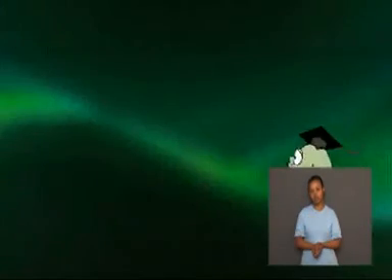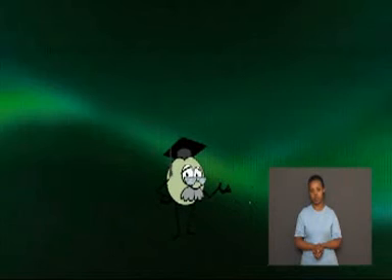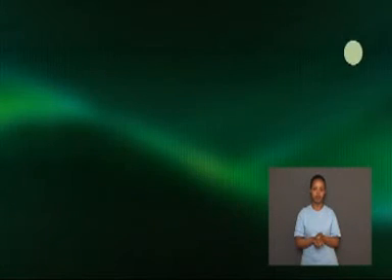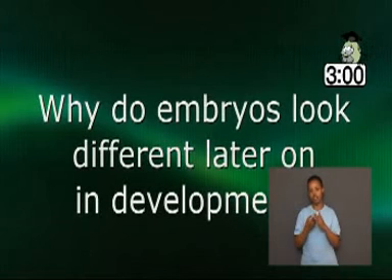For our final activity, students, can you explain why varying species embryos look different later on in development? Please take a few minutes to write down your answer. Students, let's get ready. Begin.